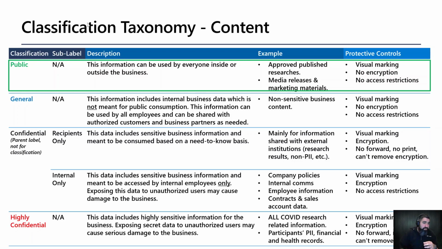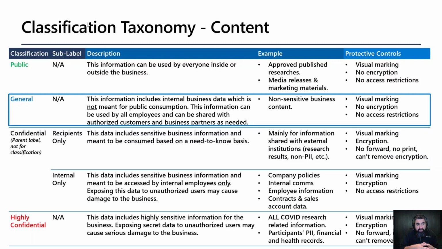The second category is the general category, which basically includes information about our internal business, which is not meant to be publicly consumed. This information can be used by all employees and also can be shared with authorized customers and business partners as needed. An example of this information can be non-sensitive business content. We have decided to only apply visual marking as well, which means we don't apply any encryption or control access to this general information.